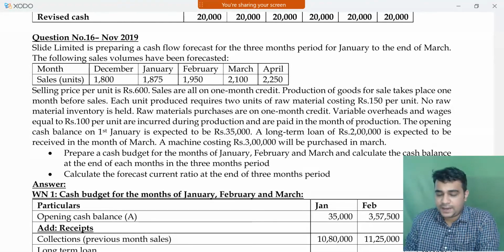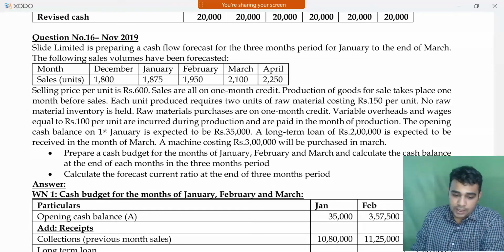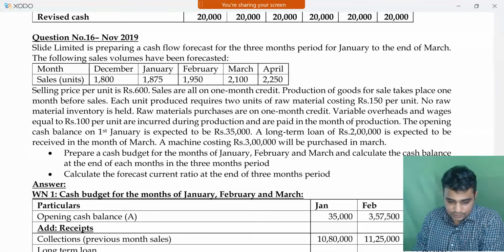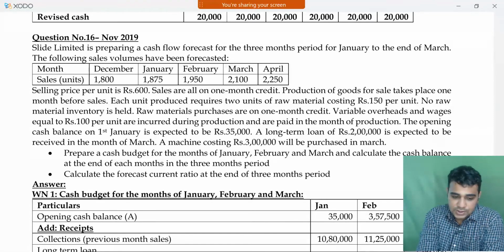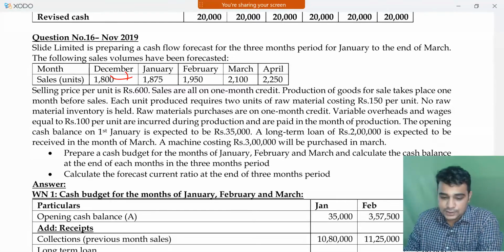Slide Limited is preparing cash flow forecast for the 3 months period, Jan to end of March. Following volume have been forecasted. So December to April sales is given. Selling price is 600. Sales are all on 1 month credit. So simple. Your Jan, Feb, March collection would be the previous month sales into 600. No splitting it further and all.